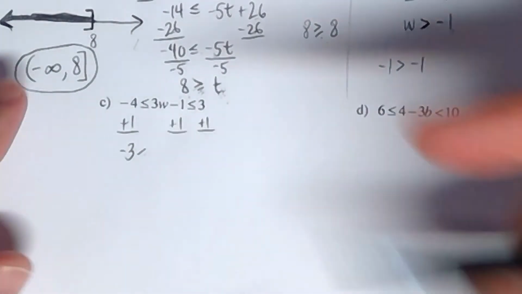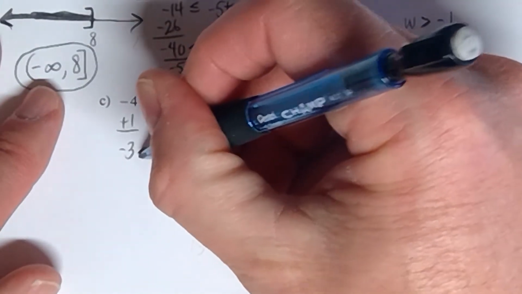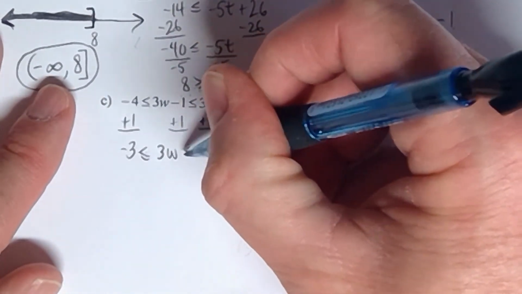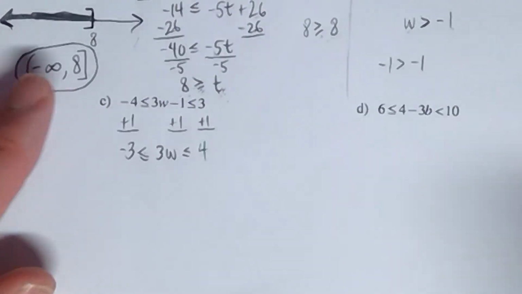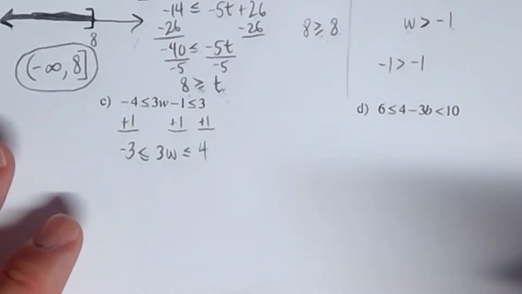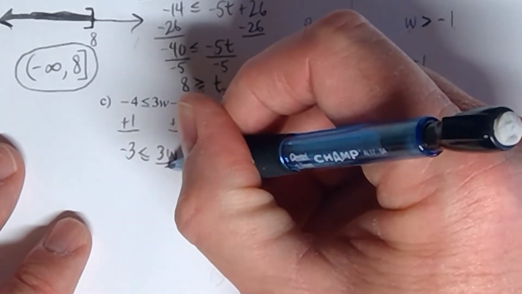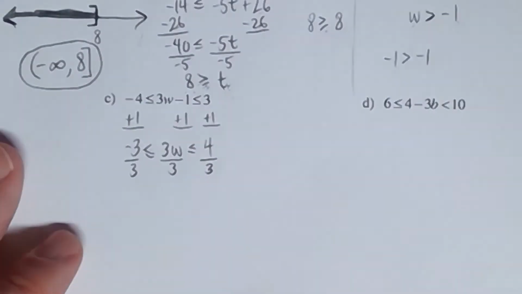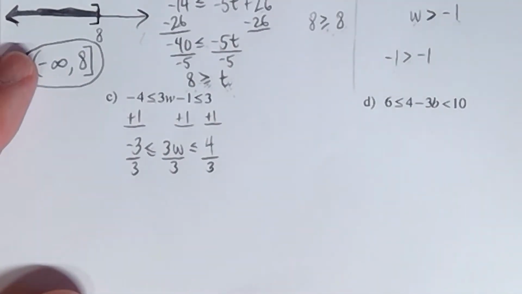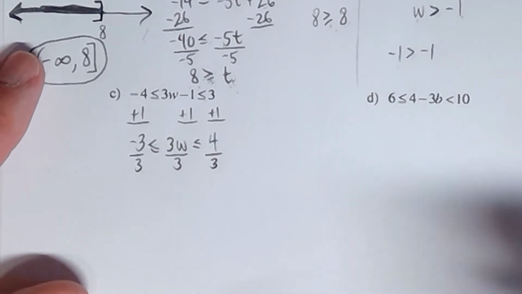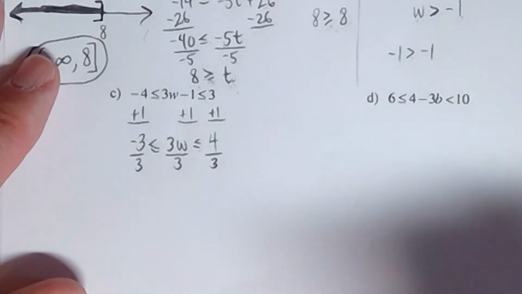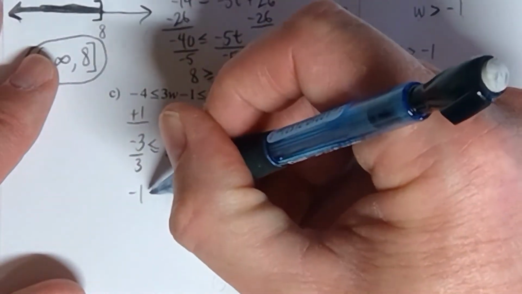Okay, so we need to add 1 to all three parts here. Because that's what you would normally do if there was just two parts, right? So we get this. Then we need to divide out by the 3. But again, you do that to all 3 parts. Since you are dividing by positive 3, you need to remember that you don't flip the inequality symbols in that case. Okay, so they stay the same direction.